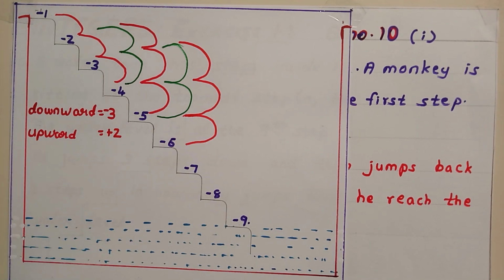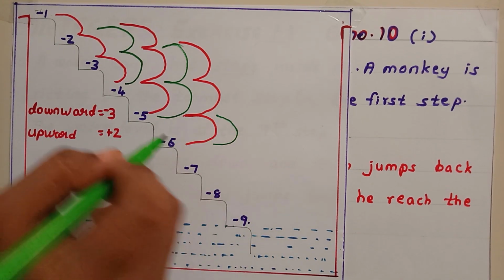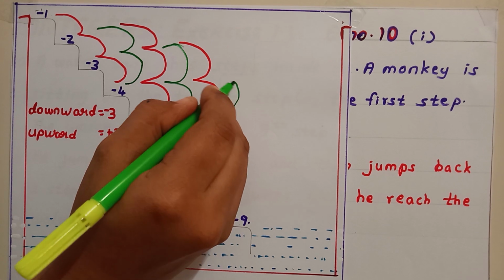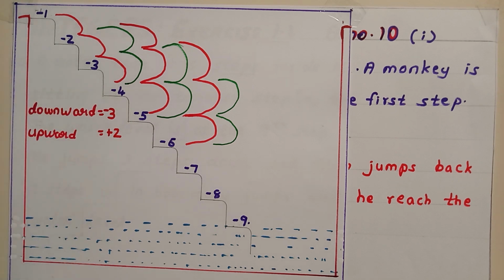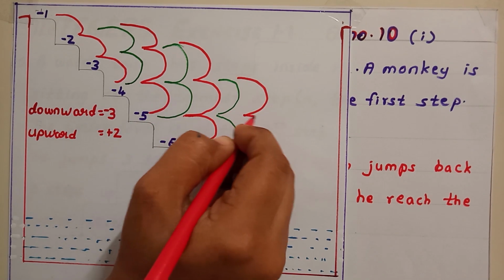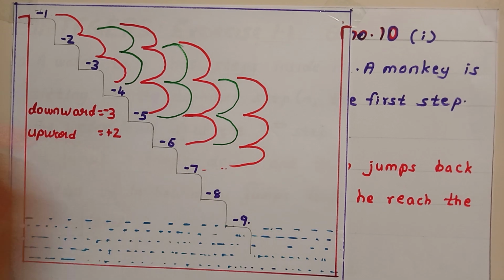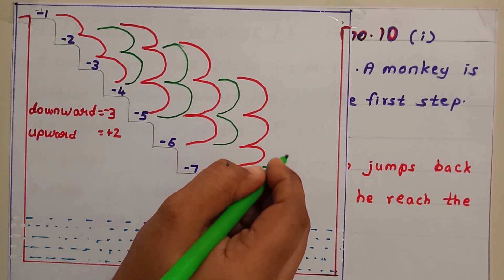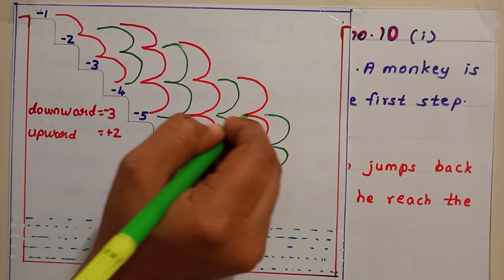Again, what is his purpose? Upward jump. Do you know the character of a monkey? He is not like us. So he covers 2 steps. Now he is at -4. So he is again playing. He is making a downward jump. 1, 2, 3. Now he is at -7. Again he is playing and making an upward jump. Now he is at -5, isn't it?